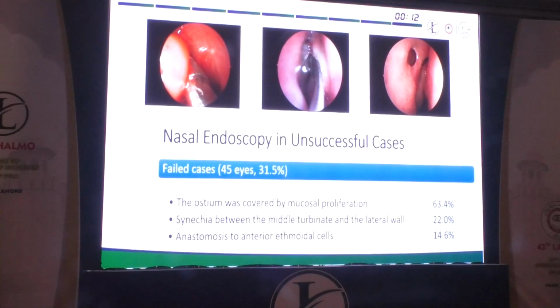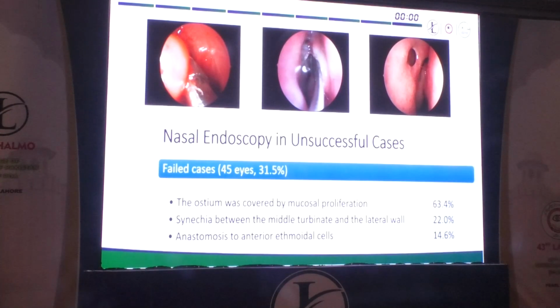And in most of them, in more than 60% of them, the reason was that, as you can see here, can you see the cursor here? Yeah. The ostium was healed by mucosal proliferation. And in 20% of them, there was a synechia between the middle turbinate and the lateral wall. And in 14% of cases, there was a false ostium.